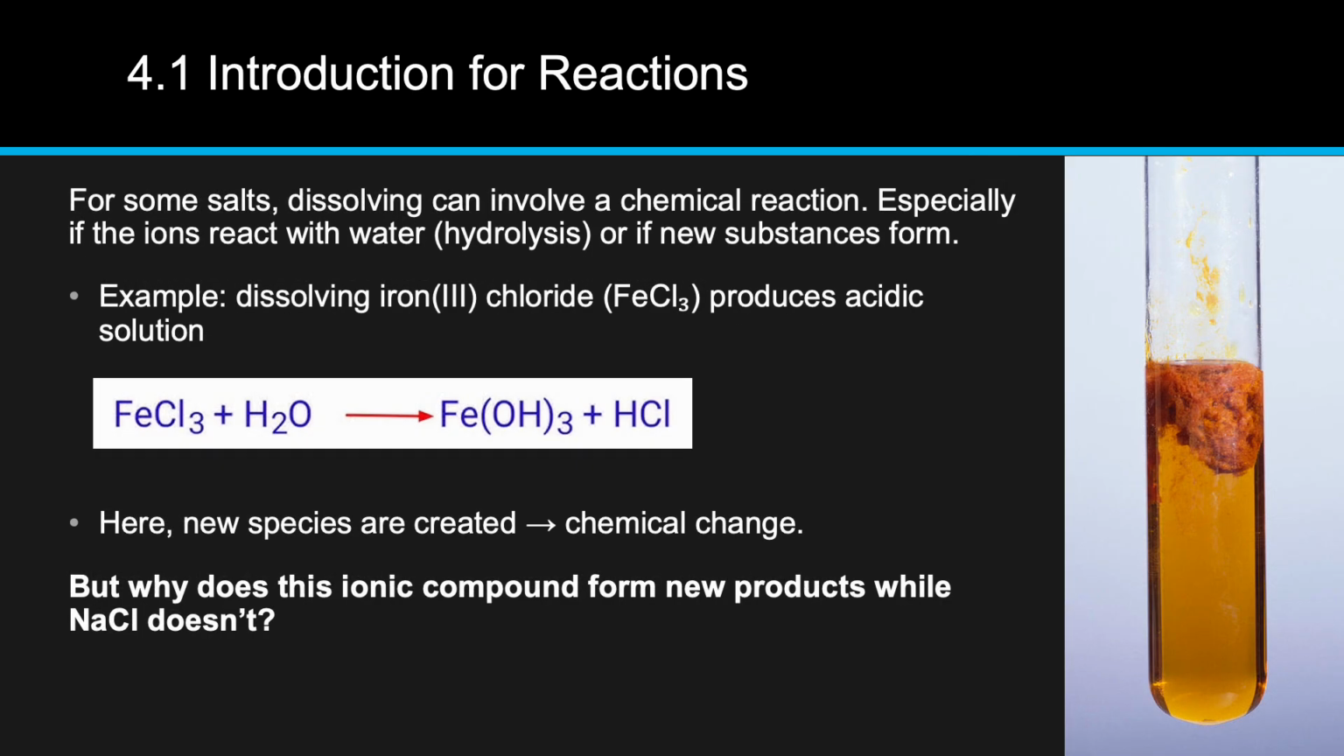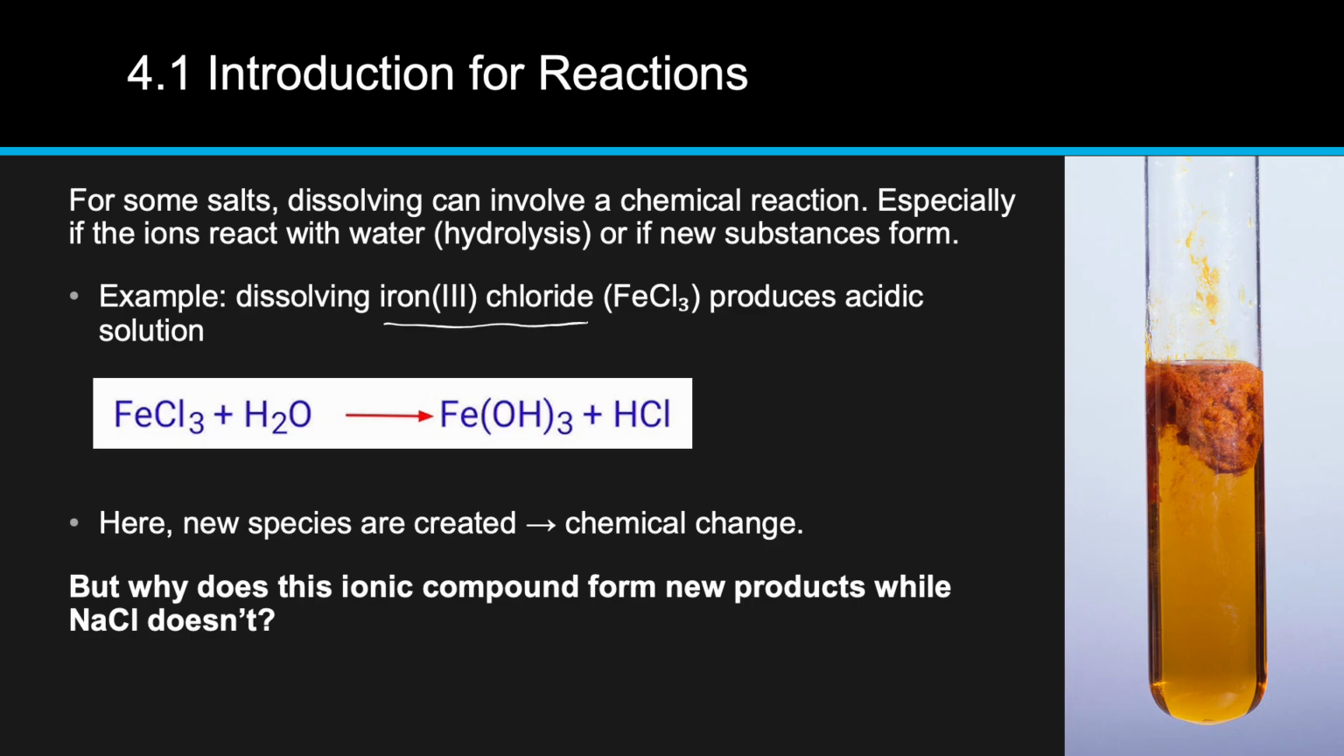Now, just because we have an ionic compound dissolved in water doesn't mean it's always going to be a physical change. Sometimes we have ionic compounds that, when dissociated in water, actually form new products, which would then be a chemical change. So let's compare what we talked about last slide, which is sodium chloride, with our example on this slide, which is iron(III) chloride.